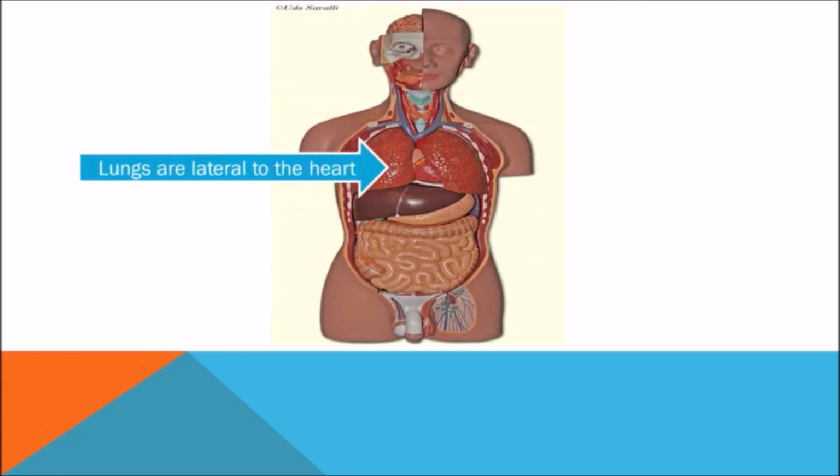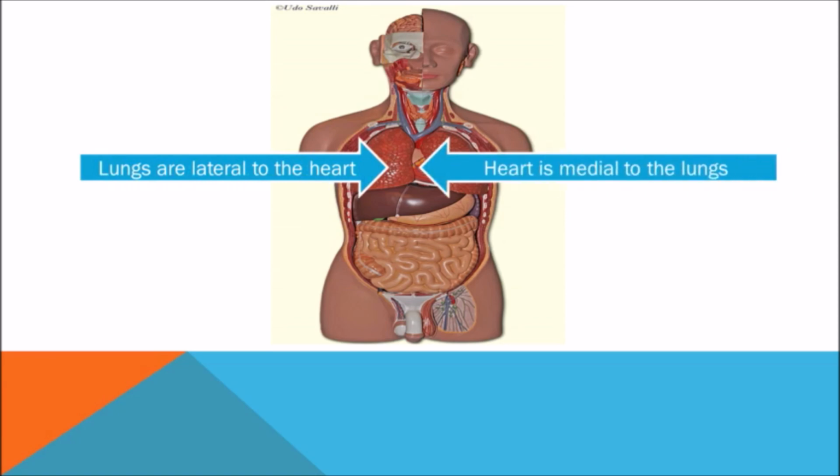One more example we will see here. If we talk about the lungs and the heart, we know the location of the lungs and the heart. So what is the relationship between them on the basis of the anatomical directional terms? Lungs will be lateral. We can see that the heart is in the middle and lungs are lateral or away from the midline of the body. So lungs will be lateral to the heart and heart will be medial to the lungs.